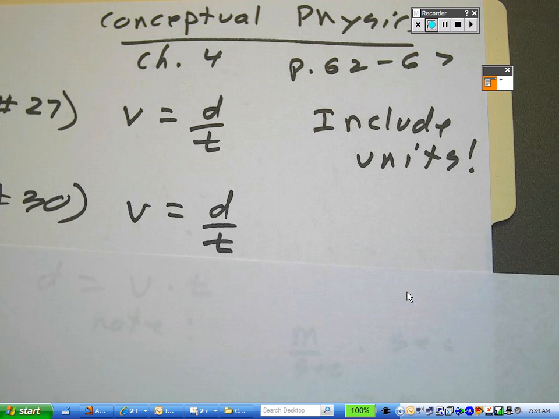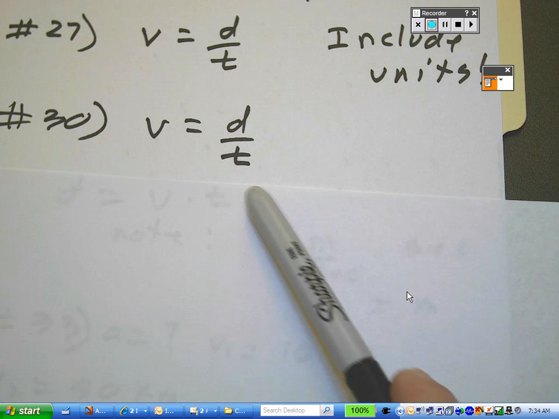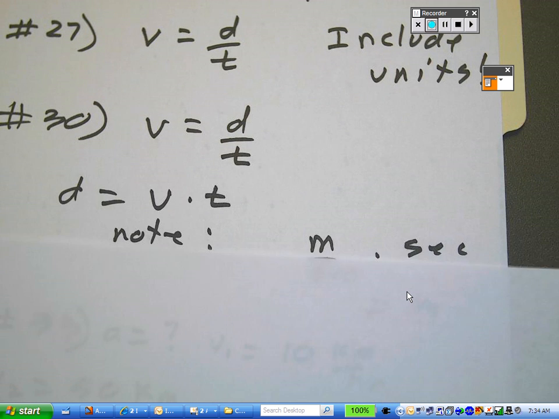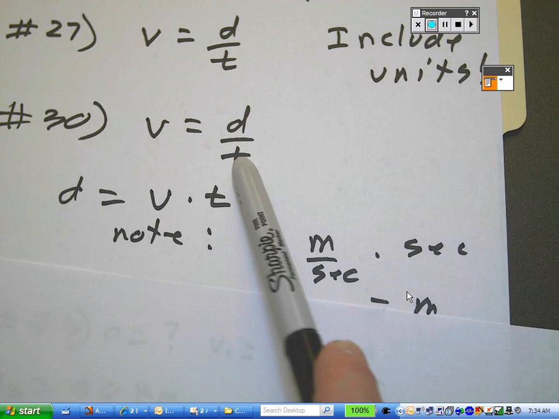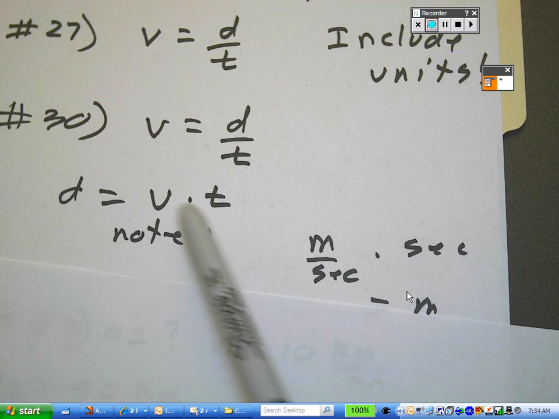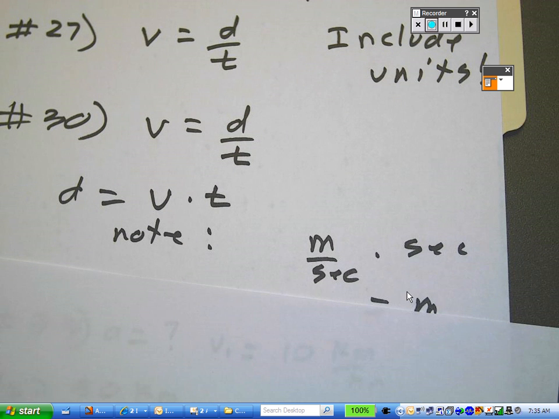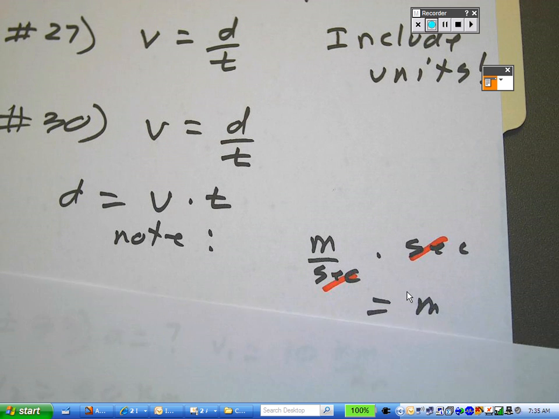Number 30. Again, you're going to use velocity equals distance divided by time. However, this time we're solving for the distance, so no reason we can't use the velocity times time. Multiplying by time gives us this. Note, the velocity is measured in meters per second. Well, when you do this, the seconds cancel. As you might expect, if this is going to be a distance or a displacement, we should get meters. And that's how that works.